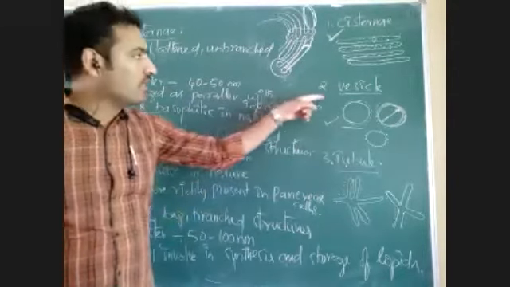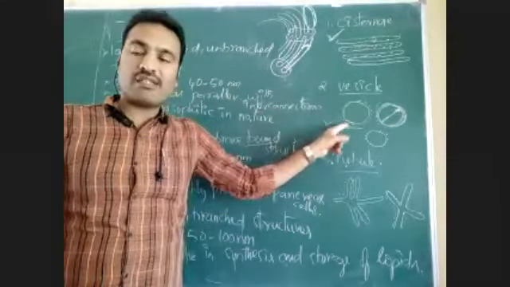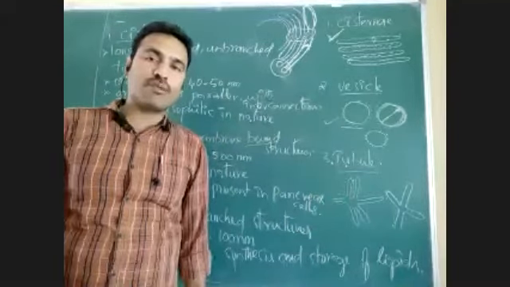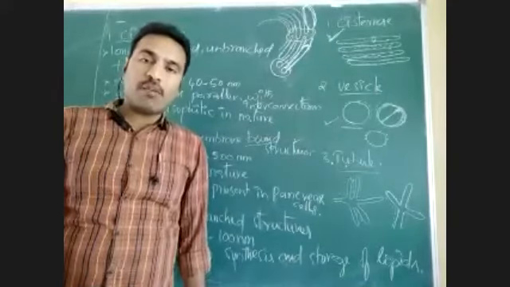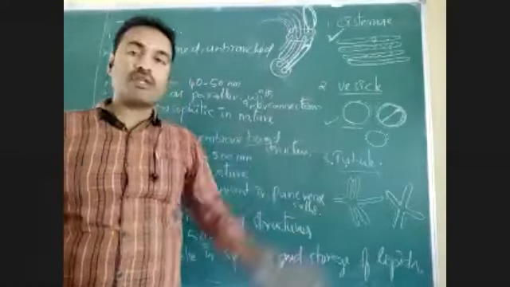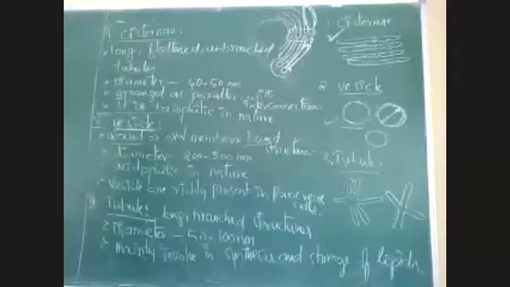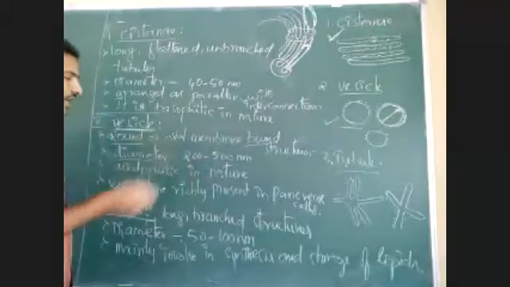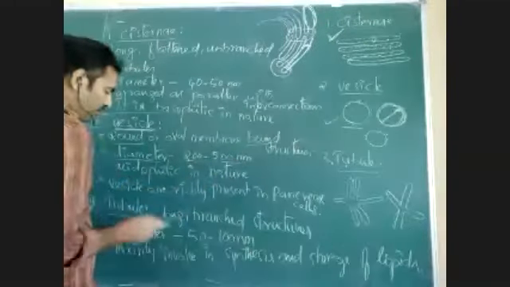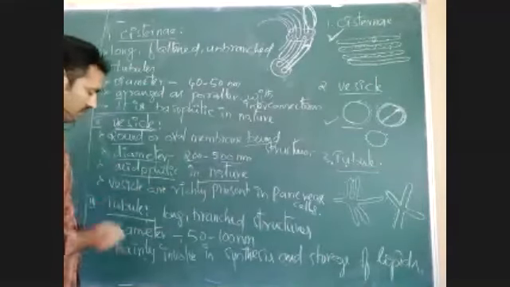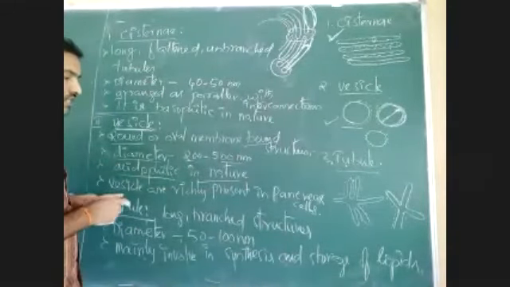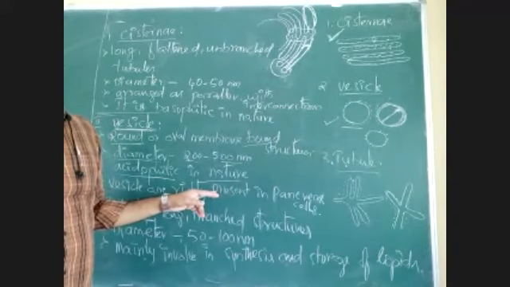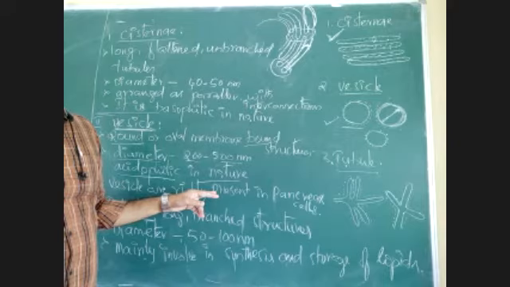And the same round structures like vesicles are there, lysosomes and vacuoles, which are detaching from the endoplasmic reticulum. Endoplasmic reticulum is responsible for the formation of lysosomes and vacuoles also. Then vesicles, they are round or oval membrane bound structures. They have a diameter of 200 to 500 nanometers. They are acidophilic in nature, and vesicles are richly present in pancreas cells. In the cells of pancreas, there is presence of more vesicles.